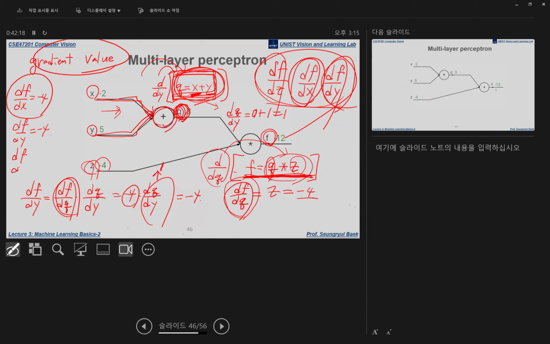And df/dz, we also have to calculate df/dz.